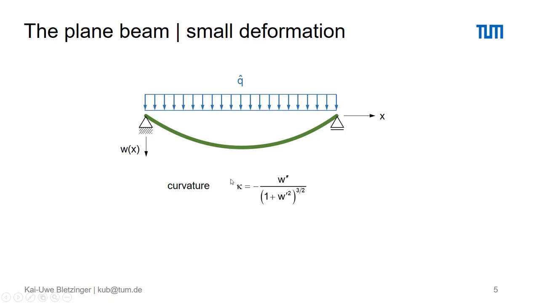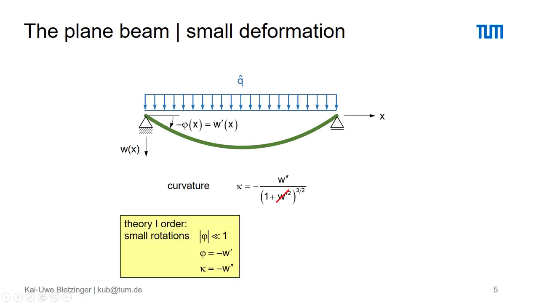Then the nonlinear complete curvature of this beam is this formula which any mathematician would tell you. It's quite obviously nonlinear as a function of the second derivatives of the deflection, and also you see here the first derivative of this deflection.